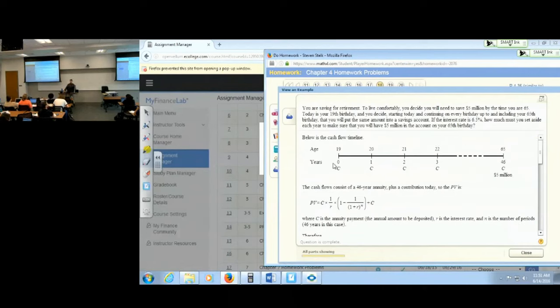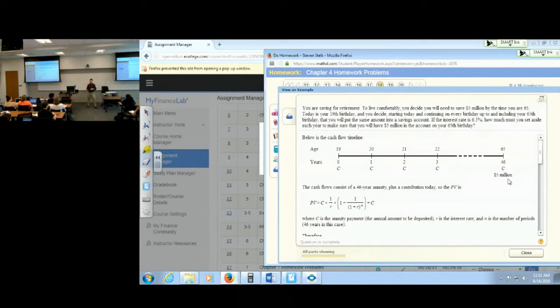All right, so they map out the timeline for us. Today's your 19th birthday, so we're treating that as time period 0. We're going to go out to your 65th birthday, which is 46 years from now, and we're making payments at every point on that timeline. We want to end up with $5 million. Okay, that introduces a real problem for us because either the present value or future value of an annuity assumes you've got an ordinary annuity with payments happening at the end of the period, or an annuity due with payments happening at the beginning of the period.